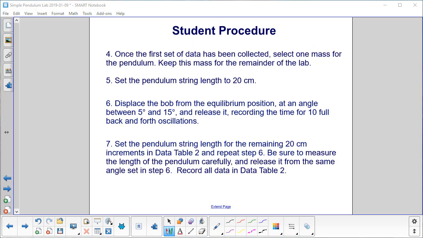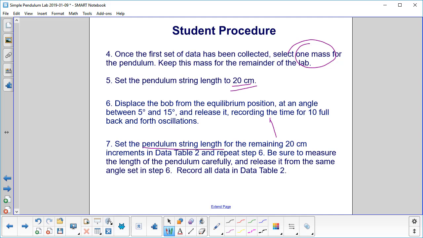Once the first set of data has been collected, select one mass, one of the pendulum bobs, for the pendulum. Keep this mass for the remainder of the lab. Set the pendulum string length to 20 centimeters. Displace the bob from the equilibrium position at angles between 5 and 15 degrees and release it, recording the time for 10 full back and forth oscillations.